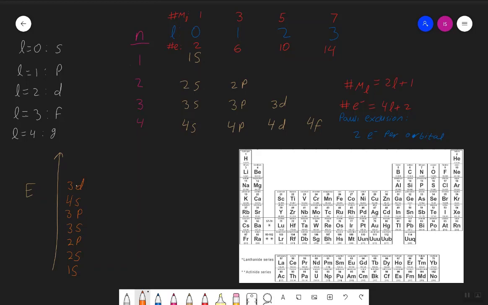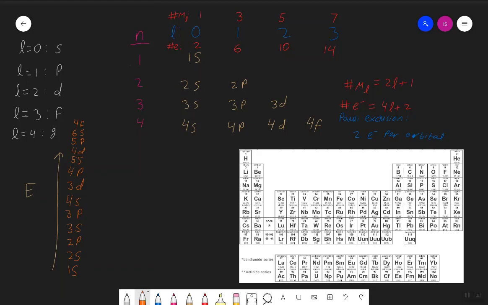So then after 3d we have 4p, and then 5s, and then 4d. And then after 4d we have 5p, and then we will have 6s, and it's after 6s we go back to 4f. So the f subshells will have even more energy than 6s. 4f will have more energy than 6s.